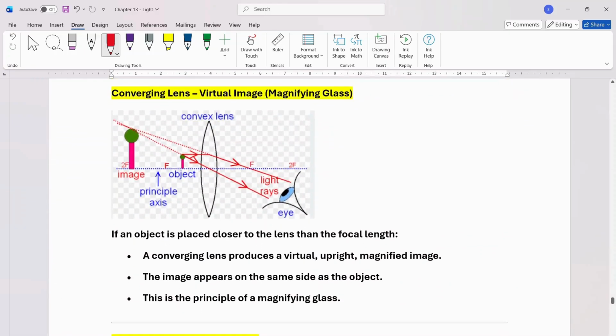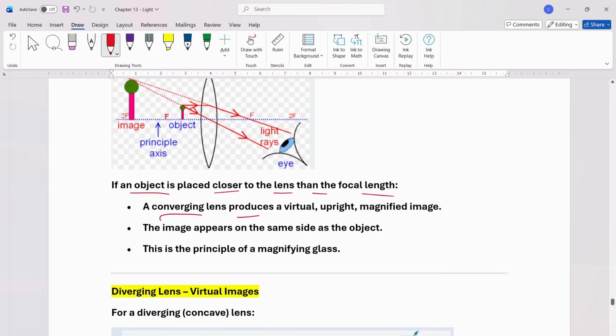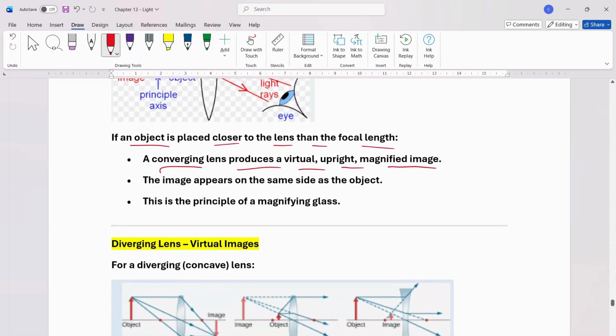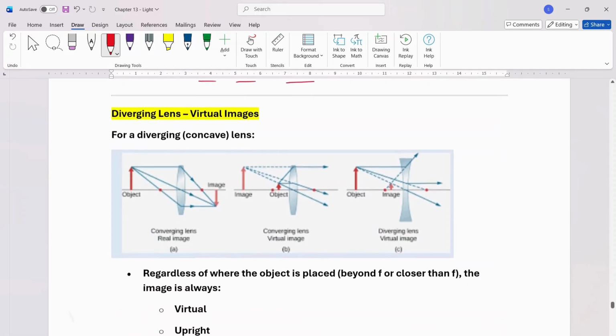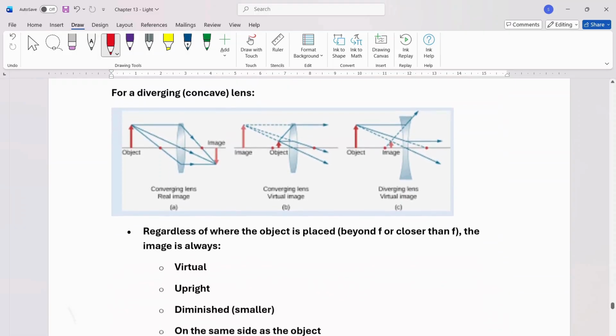Similarly, in a converging lens, where we have a virtual image like in a magnifying glass, when an object is placed closer to the lens than the focal length, a converging lens produces a virtual, upright, magnified image. The image appears on the same side as the object. This is the principle of a magnifying glass. Again, you have some images to practice.